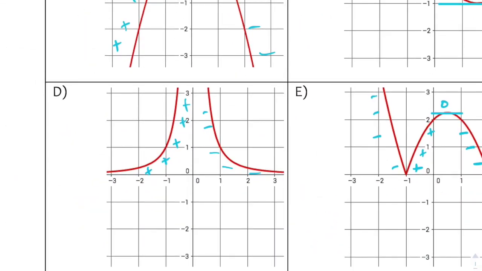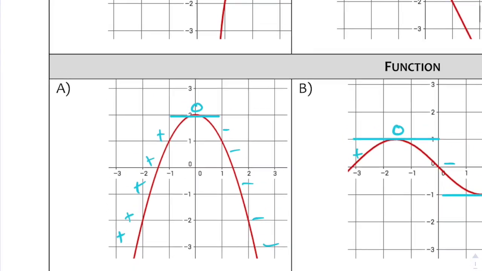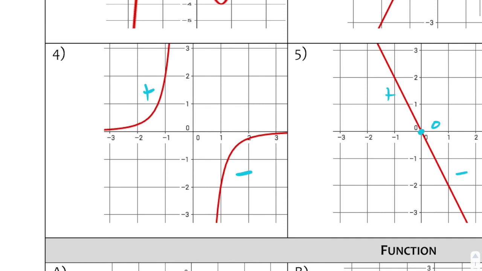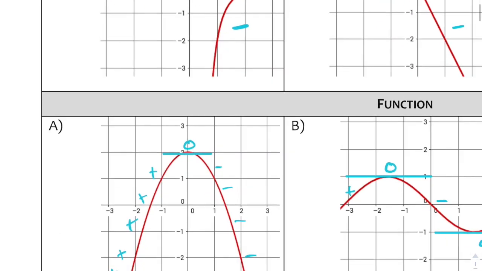D. Prior to 0, we have all positive, and after 0, we have all negative. We'll never have any 0 slopes. So when we go to match it up, D will match up with number 4. All positive slopes, our function's always above the x-axis, and all negative slopes always below the x-axis. And again, no zeros are seen.